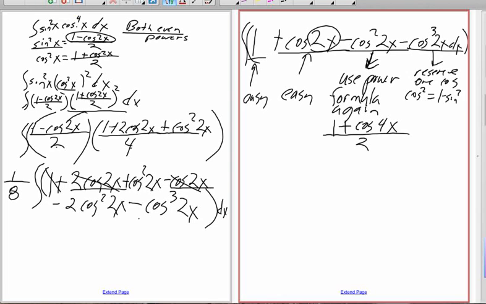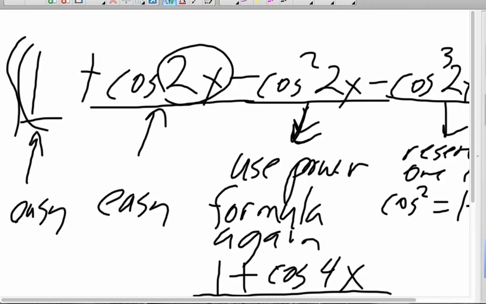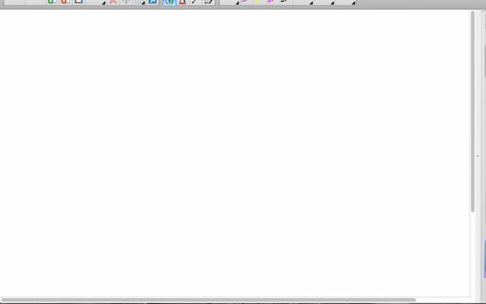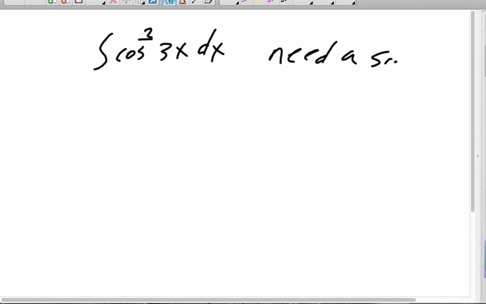So let's do another example. So I've got the integral of cosine squared of 3x dx. Because my cosine's raised to a power, I need a sine x to use a u sub. But I don't have it. And not only that, I've got a cosine squared. Okay? So what do you do? When you have this, you have to use your power reducing formula.